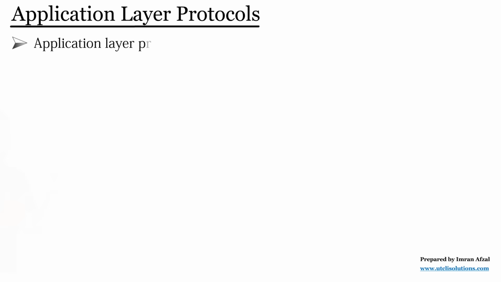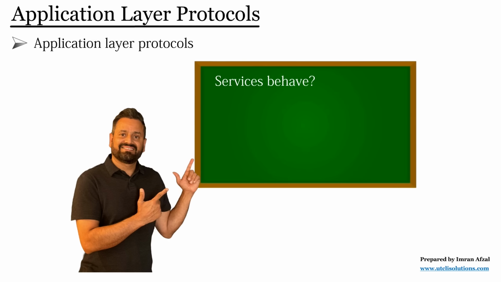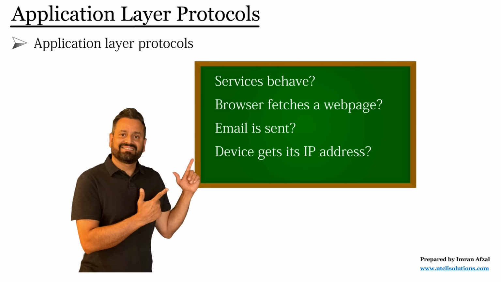The application layer protocols define how services behave, how a browser fetches a web page, how an email is sent, or how a device gets its IP address. Understanding these rules helps us see how different parts of a network work together to make communication possible. So let's start exploring them.